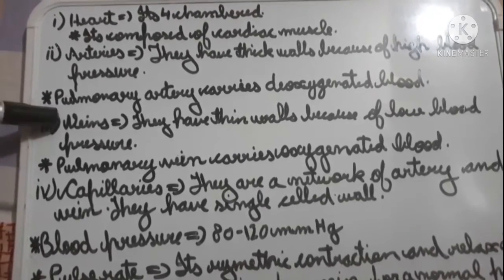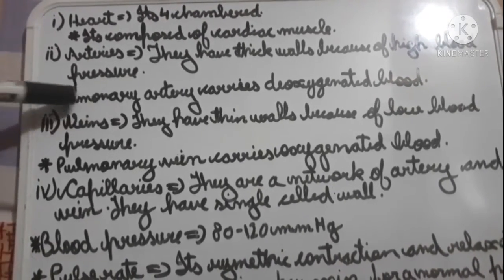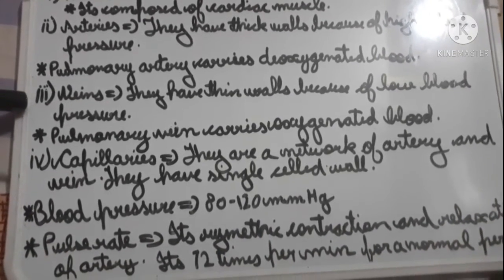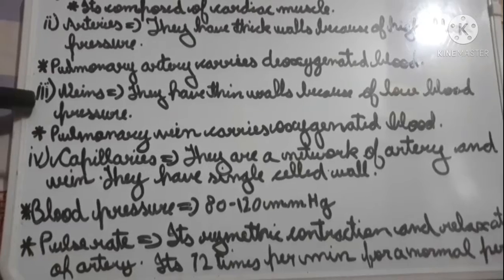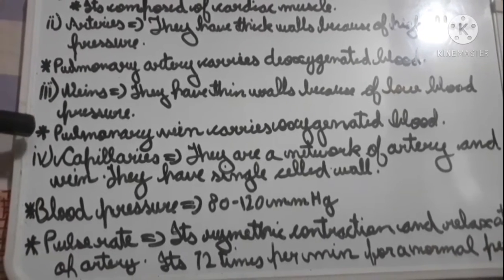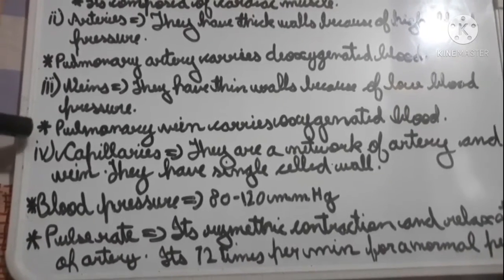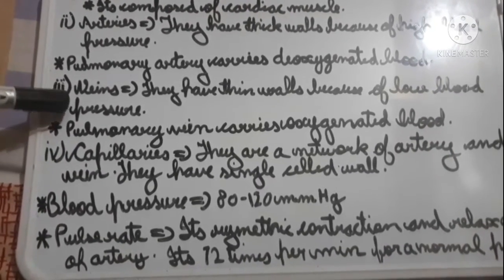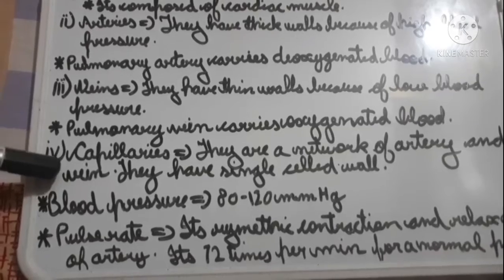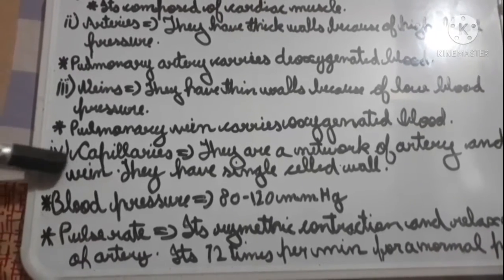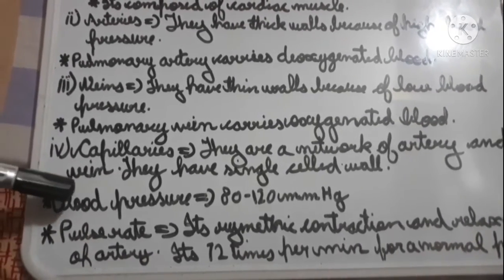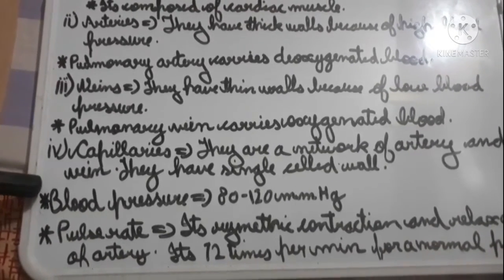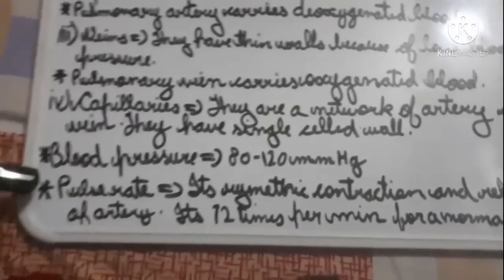Pulmonary arteries carry deoxygenated blood. As I said before, veins have thin walls because of low blood pressure. Pulmonary vein carries oxygenated blood. Capillaries. They are a network of arteries and veins. They have single-celled walls. Blood pressure of a human: 80 to 120 mmHg. mmHg is the unit of blood pressure.